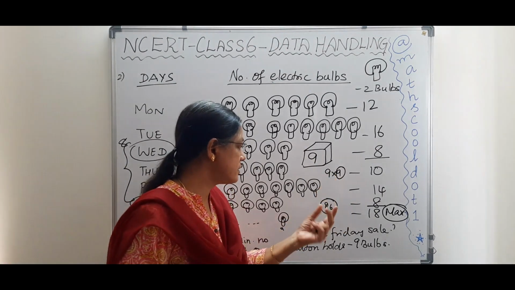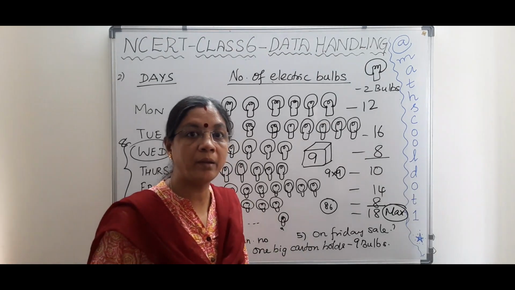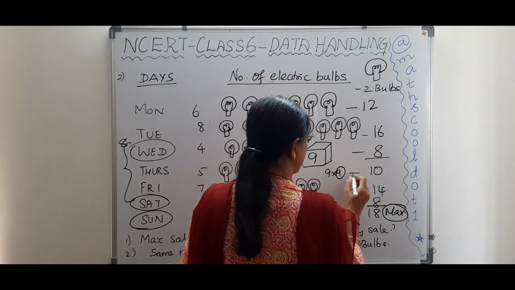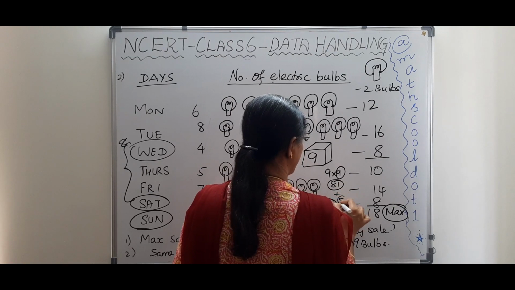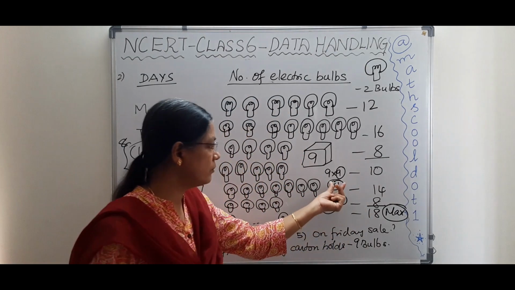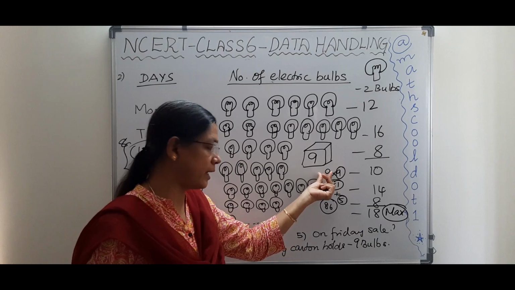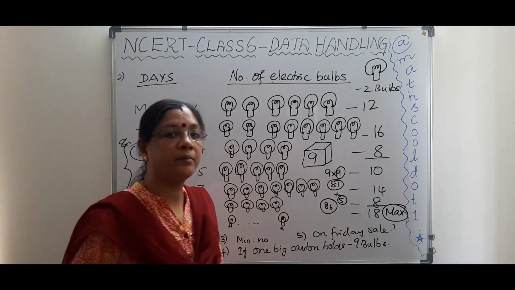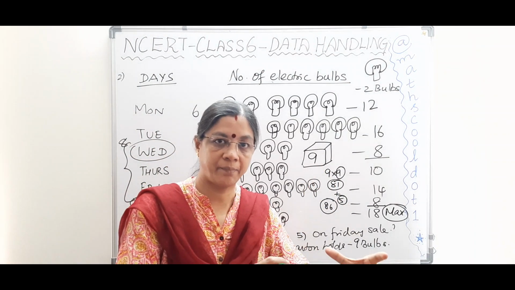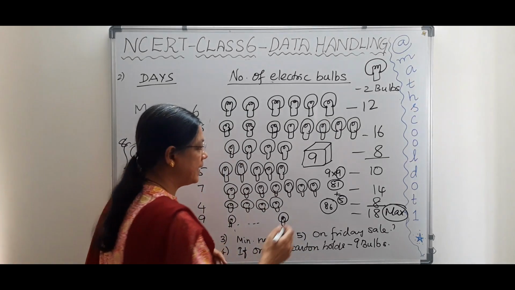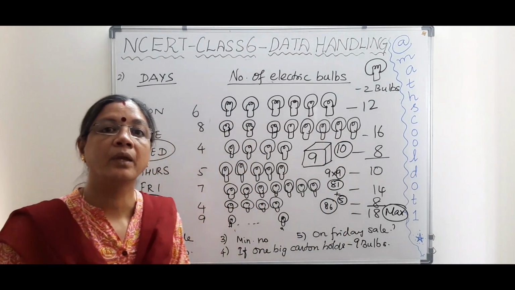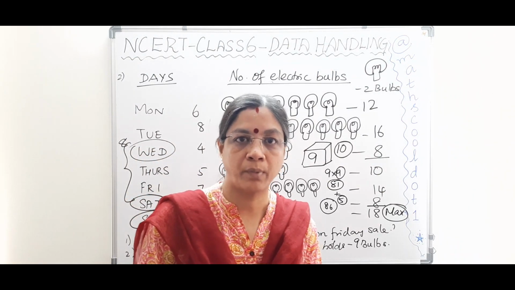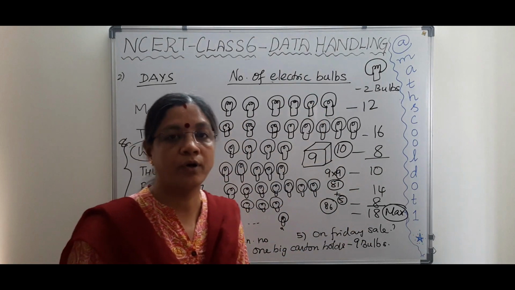Then there is the extra, that is extra 5 bulbs, isn't it? So 9 nines are 81 bulbs plus the 5 bulbs. For 81 bulbs you will have 9 cartons, and for the remaining 5 bulbs you will need a separate carton. So you need totally 10 carton boxes to hold all the 86 bulbs which are being sold for a particular week.